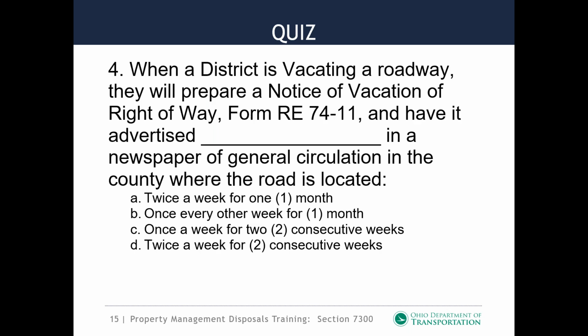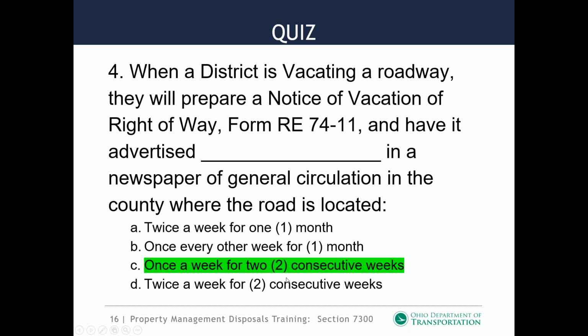Number 4, when a district is vacating a roadway, they will prepare a notice of vacation of right-of-way, form RE 74-11, and have it advertised blank in a newspaper of general circulation in the county where the road is located. We have a mix between C and D. It's evenly split right now amongst everybody who's sent it in. It is always once a week for 2 consecutive weeks. We don't go twice a week. It just has to be in there once a week.